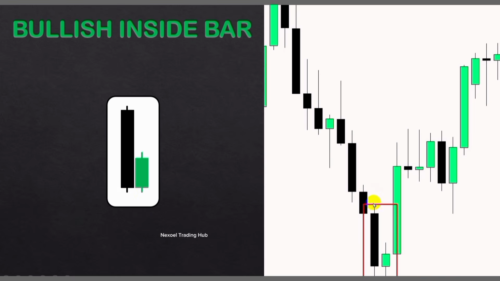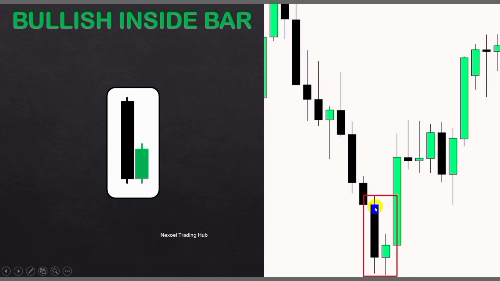So you can see in the chart's case here, price gives us this bearish movement to the downside, and then you have the inside bar. This candle closed within this bearish candle. Price just moved to the downside, raided the low, but did not close below the low. And then you can see we have a reversal of price to the upside.